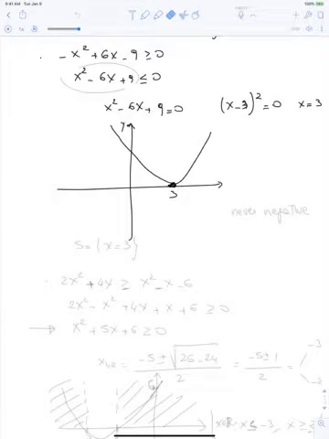Now we want to study when this expression is less than or greater than 0. Well, it's never negative, and it's equal to 0 only in x equal 3. So the set of solutions is x equal 3. In this case, the solution of the inequality is unique.